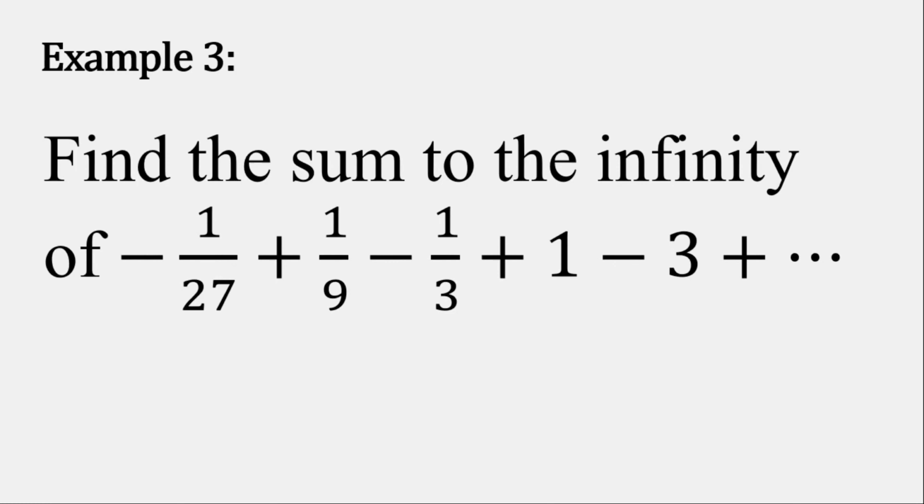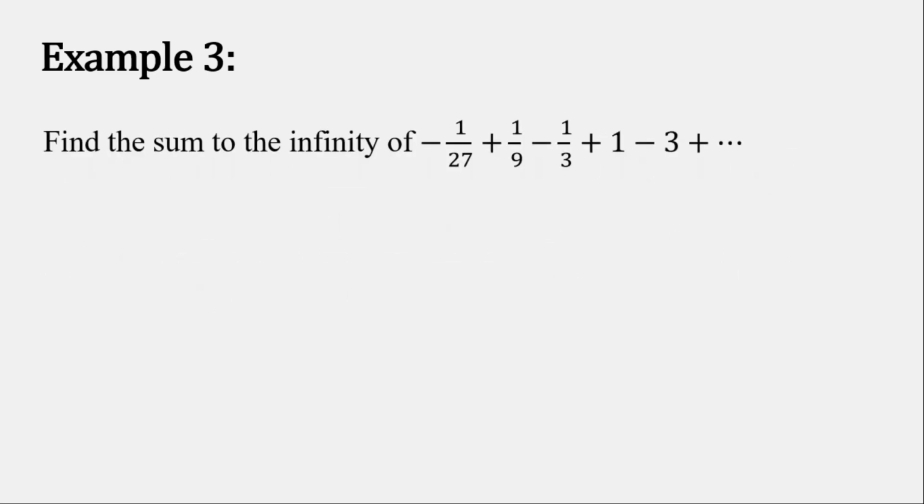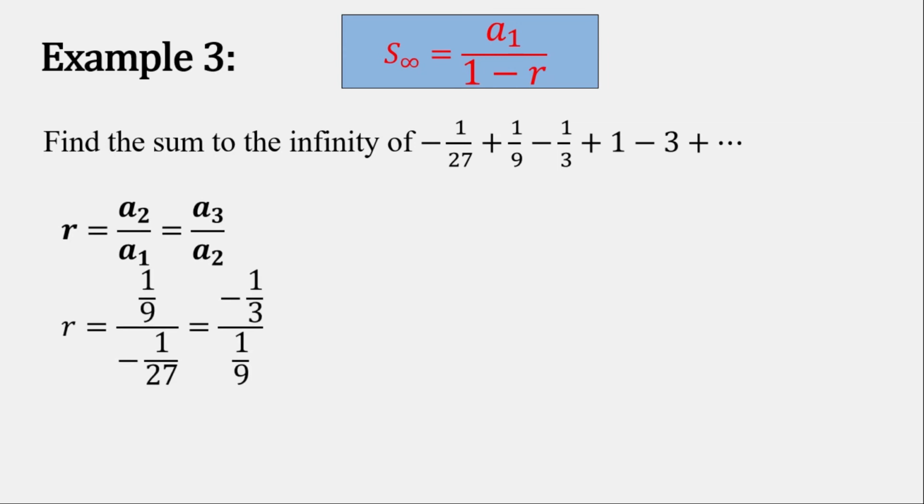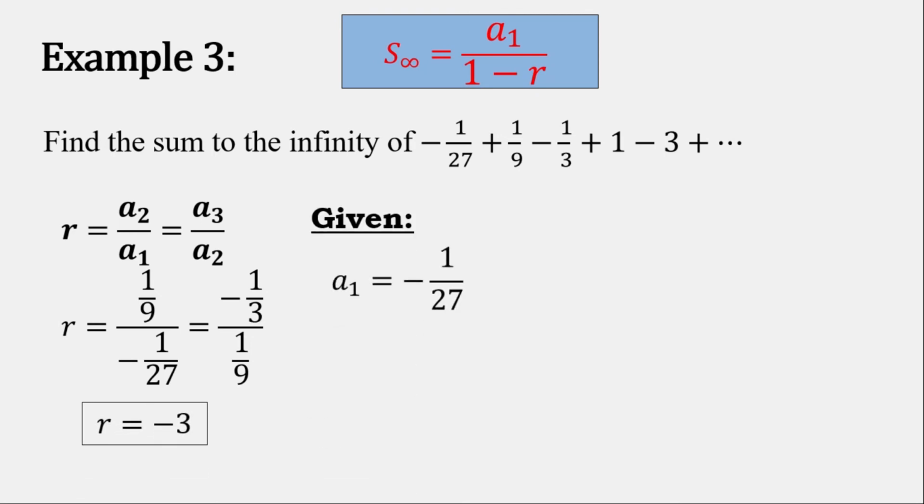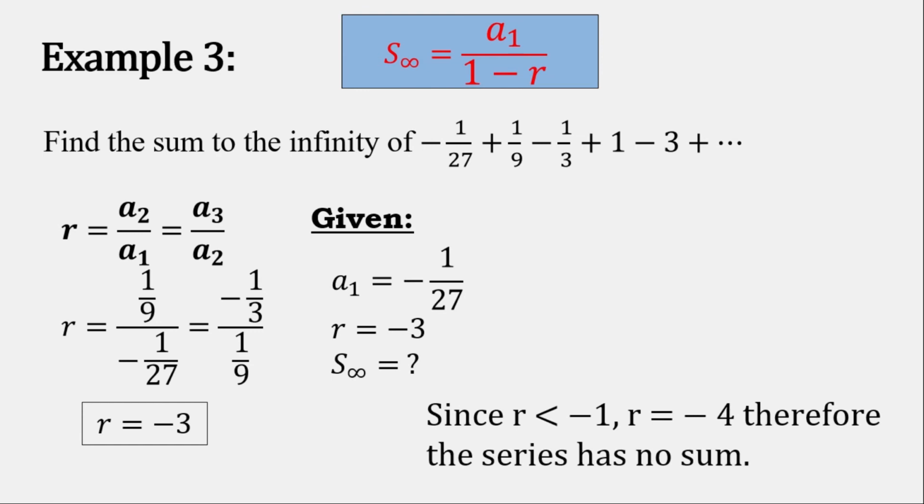Now for example number 3: -1 over 27 plus 1 over 9 minus 1/3 plus 1 minus 3 and so forth. As you can see, the sequence is increasing in value of the coefficient, disregarding the sign, and it has alternating signs. So we can solve for the common ratio as a negative number. 1 over 9 divided by -1 over 27 is -3. And -3 is less than -1. Therefore, this series doesn't have a sum.